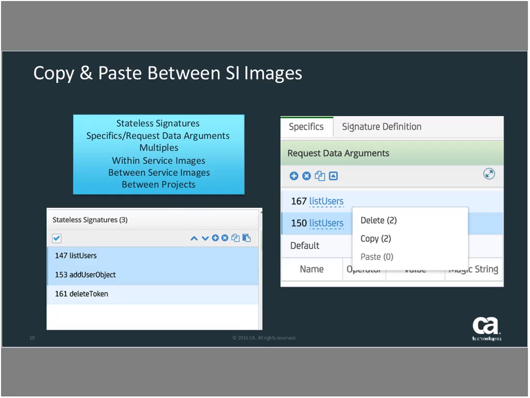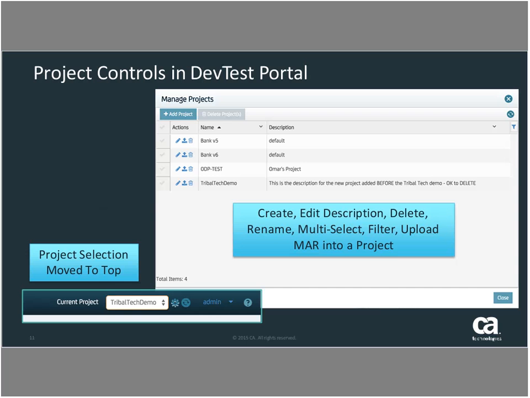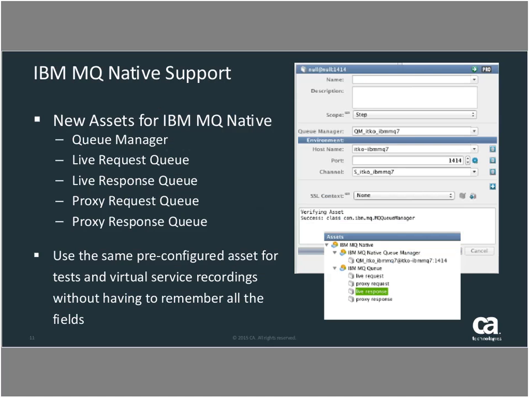We did go through the copy and paste of service images, service transactions. We went through the project controls. And the last thing that was in 8.1 that I did not go through, because I don't have the environment for you today, is the IBM MQ Native Support. We actually have a demo out there and a blog about this feature. If you want to see the full demo, it takes about 20 minutes, and I have Kevin Bowman, who is the key developer, demoing all the features for you.